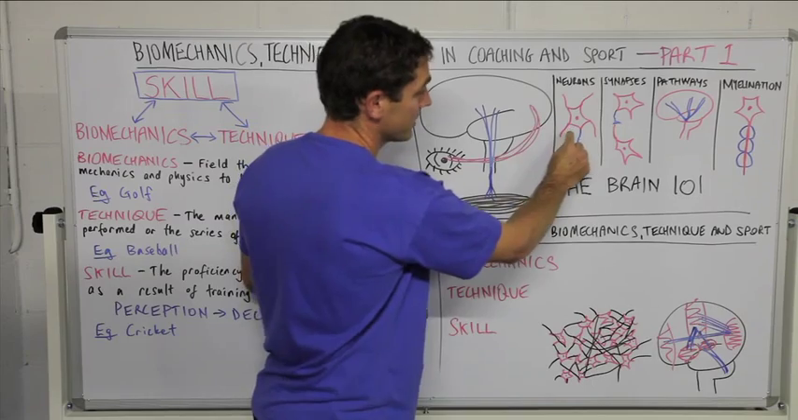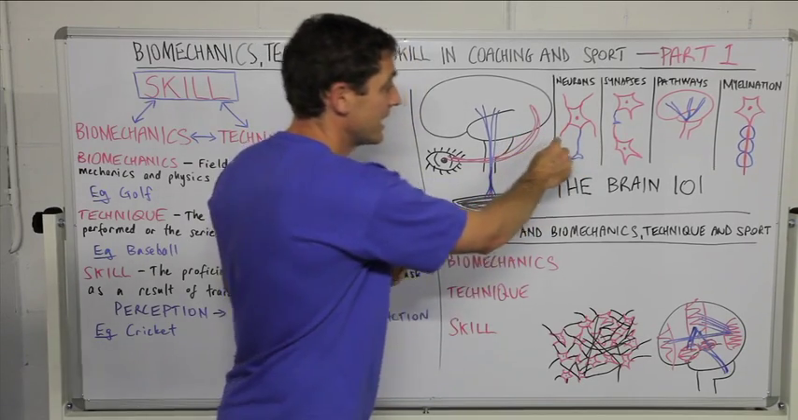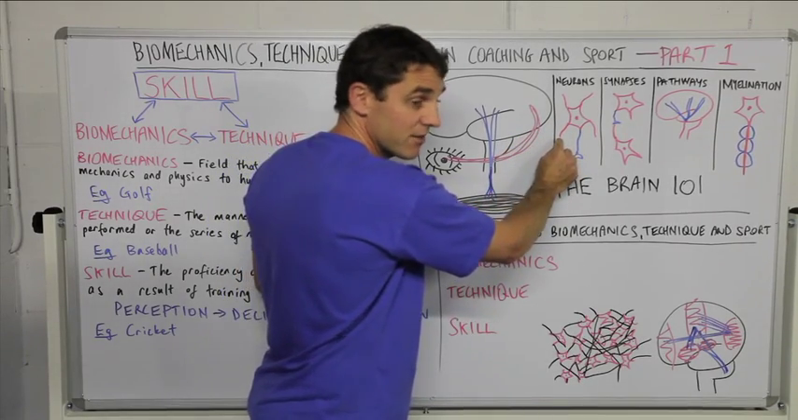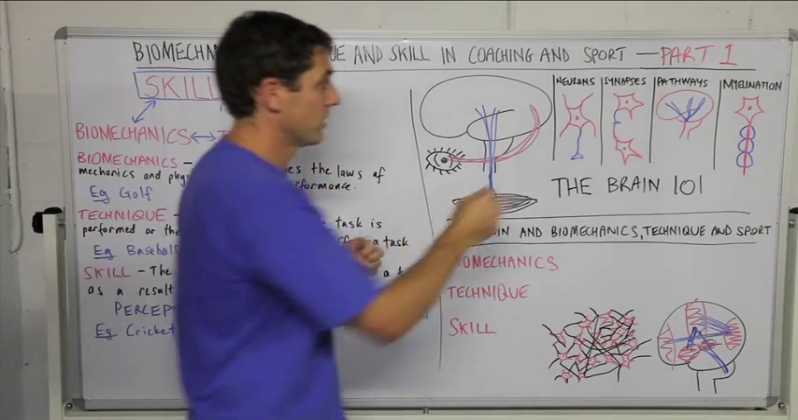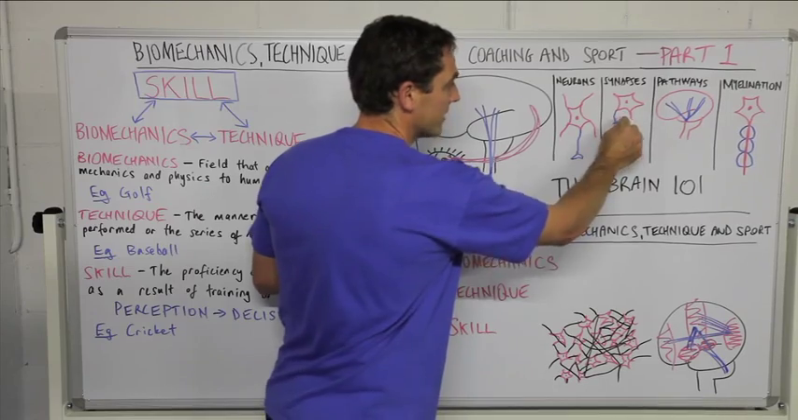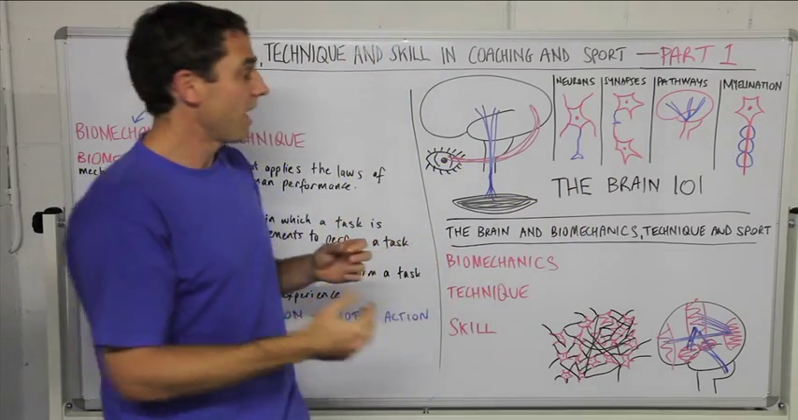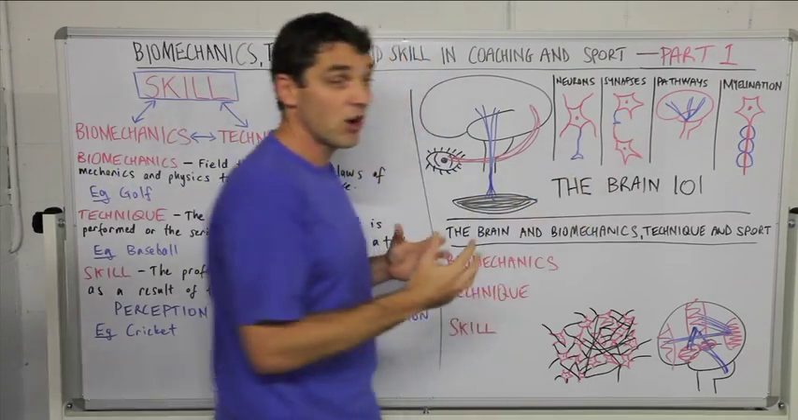Neurons have dendrites, these little connections that receive impulses, and they have axons, this blue one here, that deliver impulses. Axons come off one cell and connect to a dendrite of another one. And that connection there forms a synapse.